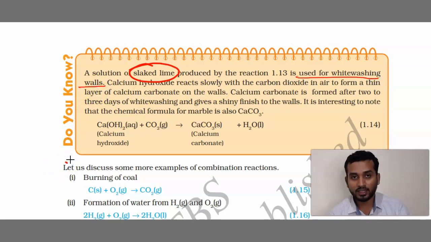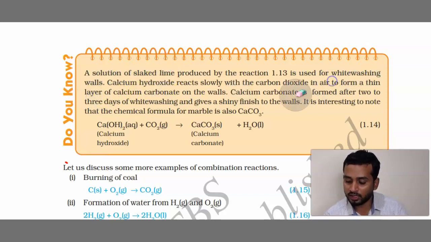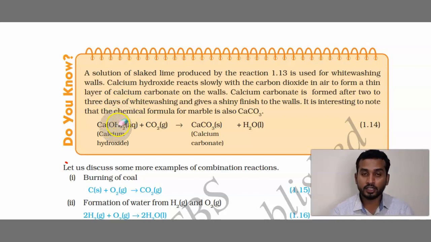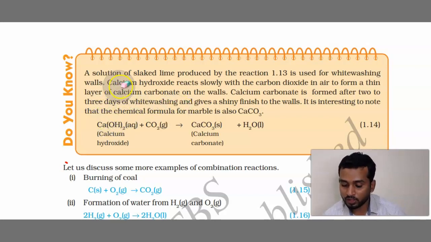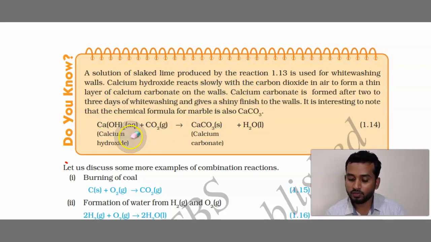You might have seen tiles, if it is dirt or something, we used to do whitewashing for that, right? So there we use slake lime, understood? And similarly here we can see calcium hydroxide, it reacts slowly with carbon dioxide. Why are we using it for whitewashing? Because, sir, is it dangerous? No. Why? Because calcium hydroxide reacts very slowly with carbon dioxide.